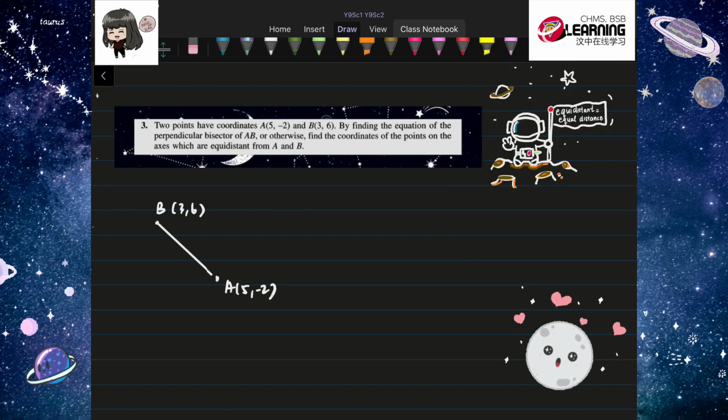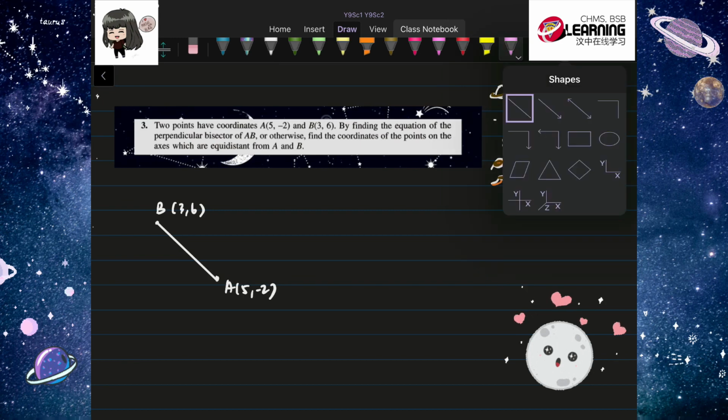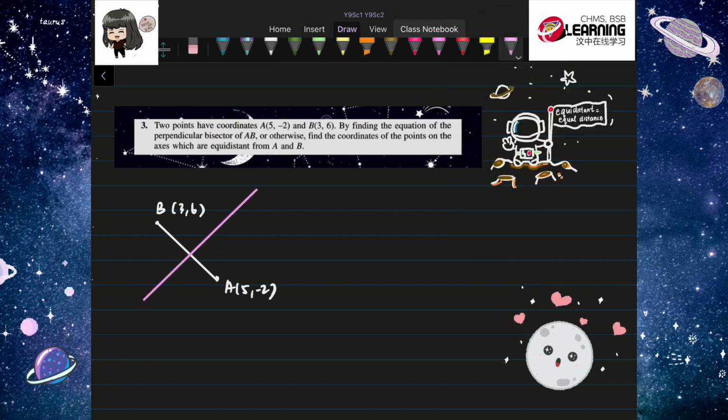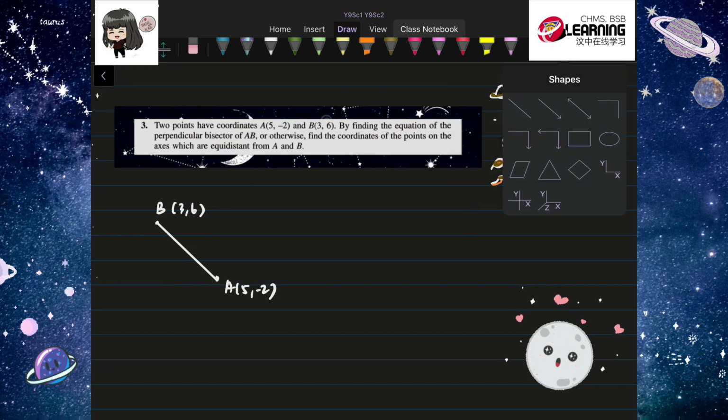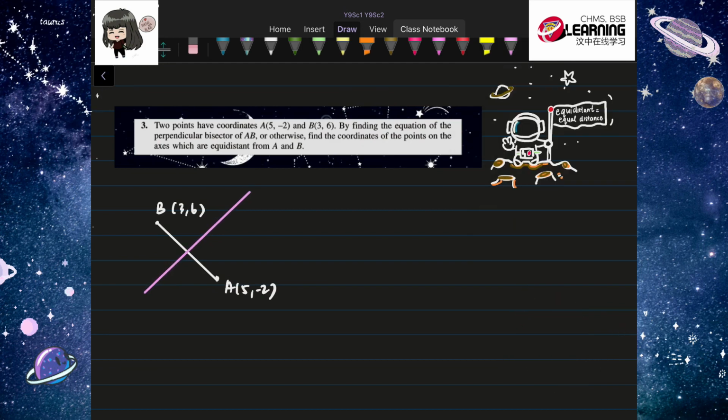Okay, and then find the equation of the perpendicular bisector. So I'm gonna find the perpendicular bisector. This is not the perpendicular bisector. Wait, the perpendicular bisector is like that. Okay, so potong into half. This is the one that I'm gonna find. y equals mx plus c.